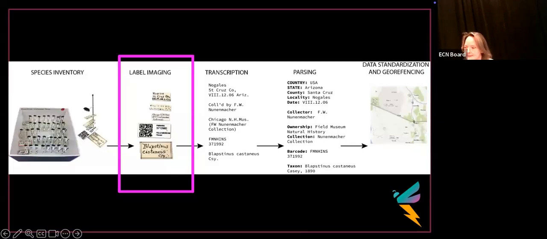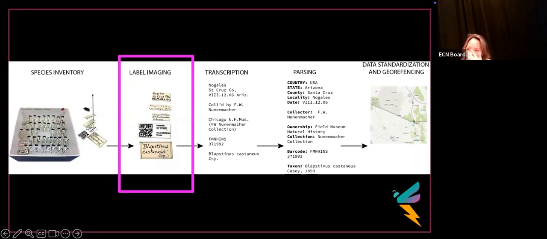The part of this process that I'm most interested in, and that Lightning Bug aims to speed up a little bit, is this: you've got your species inventory, then you might image your labels in order to get the data off of them, then you transcribe that data, parse it into the Darwin Core fields, and then hopefully enhance it with georeferencing, images, standardizing and cleaning the data. The part we're interested in is this label imaging side.